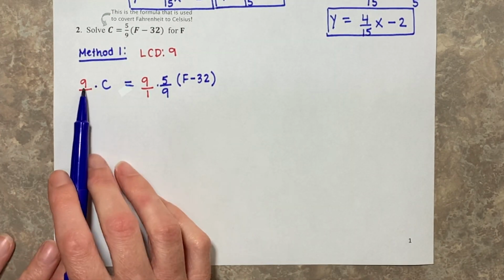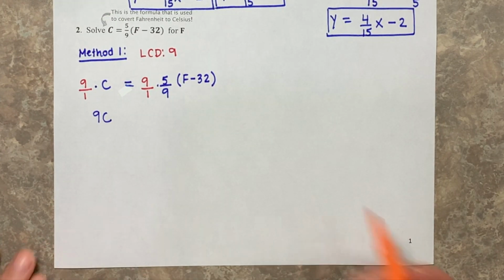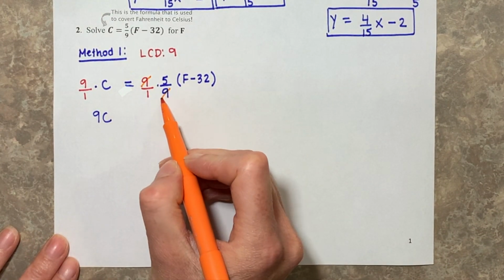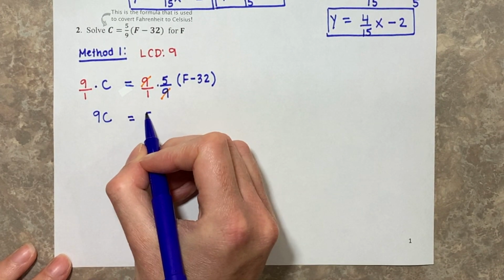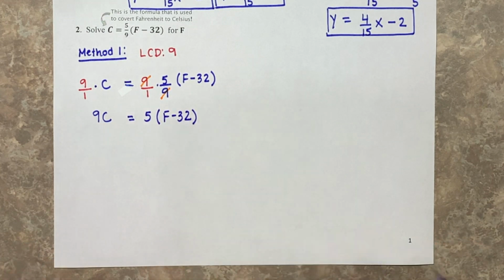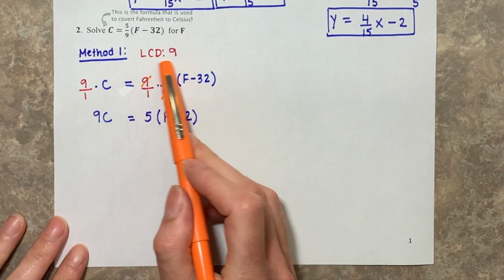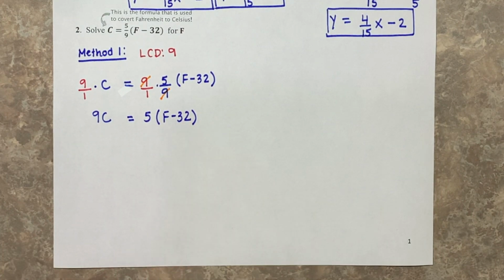Now over here, we just have 9 times c, which gives us 9c. Over here, these 9's cancel, and so we're just left with 5 over 1, or in other words, 5, times f minus 32. We see that with equations, whenever you multiply by the LCD, you get rid of the fractions, which we've done here.